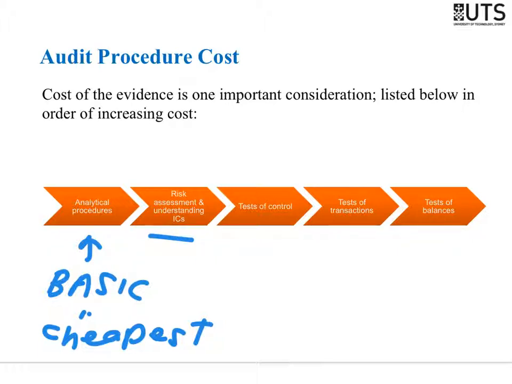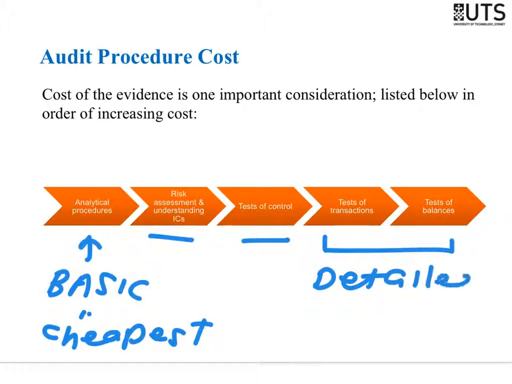Now that's the next level because you need to talk to the client. You need to discuss things with the client. Now the cost involved is time. It takes time to gain that understanding. It takes time to assess those risks. So that's the next level of cost. Then you've got your test of controls, and then you've got your detailed substantive testing. So notice I just collected those ones together because they're both detailed. And remember, the more detailed, the more expensive.